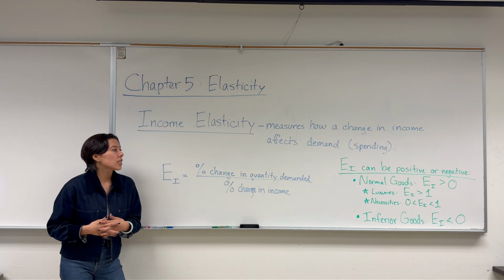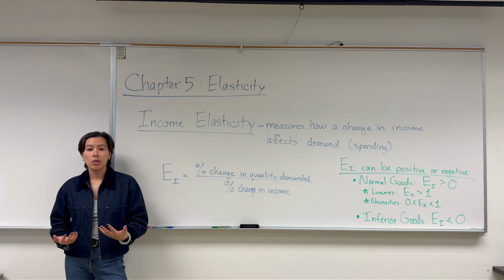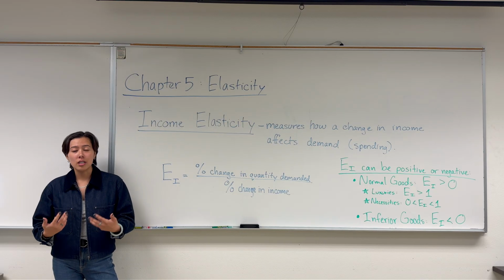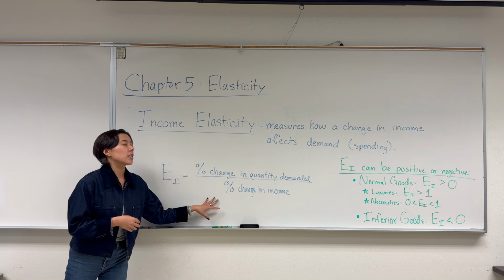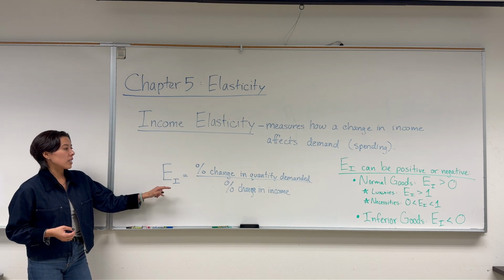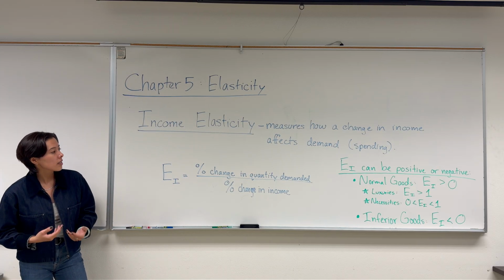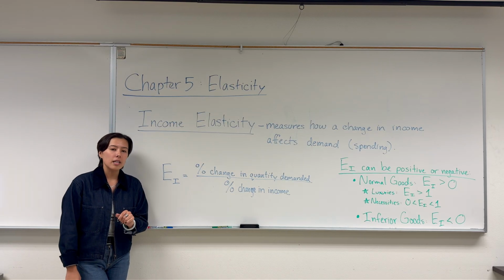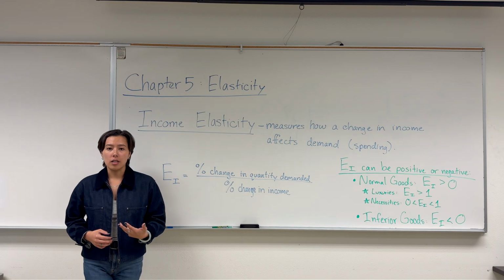So in chapter 3, we learned that a change in income can shift our demand curve, right? But now we want to measure how much that change in income is going to shift demand. So when we calculate income elasticity, we're going to use a simple percent change formula. So E sub I is going to be used to represent our income elasticity of demand, and we'll calculate our income elasticity of demand by dividing our percentage change in the quantity demanded by our percentage change in income.